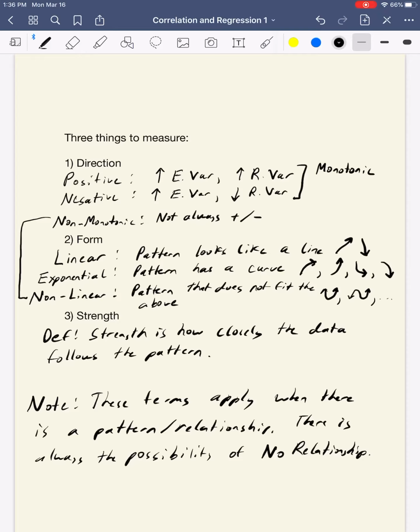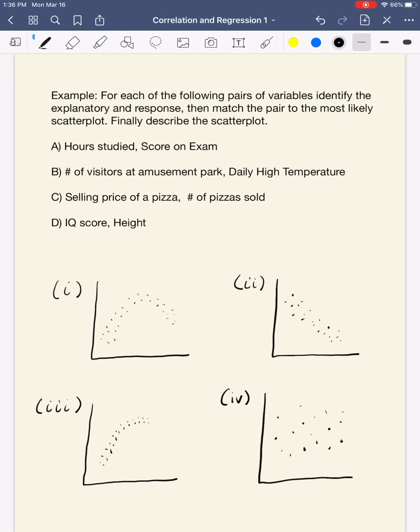Let's put all this stuff together and look at some examples of matching some variables with some scatterplots and describing those scatterplots. So, for this example, we're going to take a look at each of the following pairs of variables. And as we do this, you should keep in the back of your mind that each one of these pairs is indeed a pair of quantitative variables. Because again, right now, our attention is exclusively on quantitative variables.